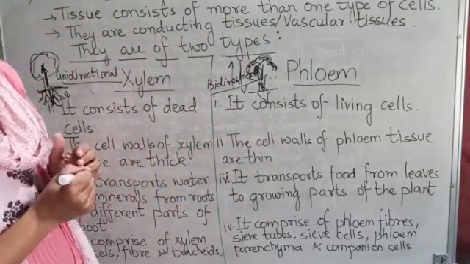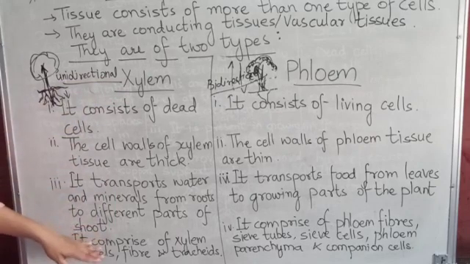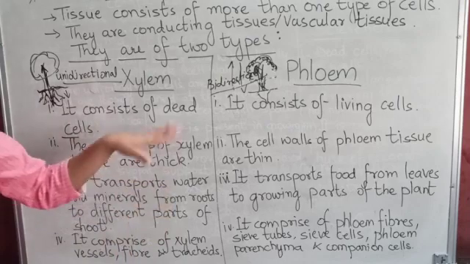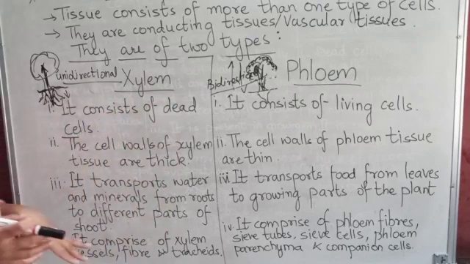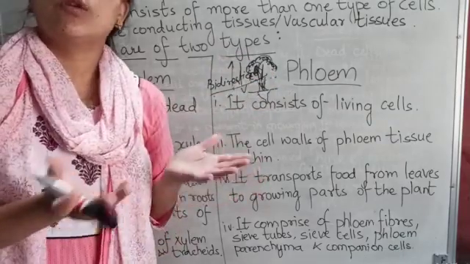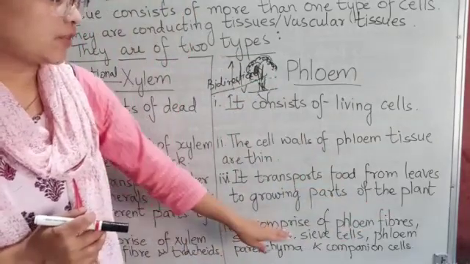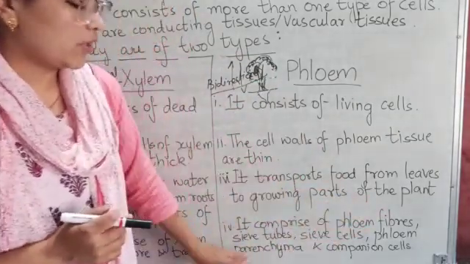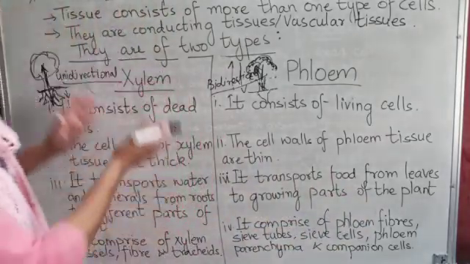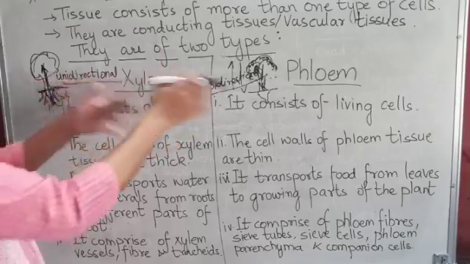Then comes the fourth comparison: xylem comprises xylem vessels, fibers and tracheates. And what is phloem made of? It is made of phloem fibers, sieve tubes, sieve cells, phloem parenchyma and companion cells. So these are the differences between the two.